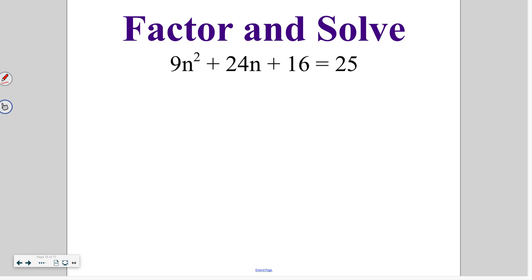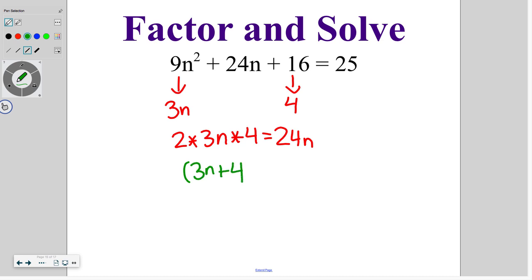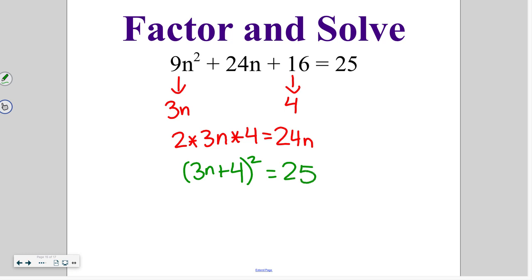So what we can do with these perfect square trinomials, again, we want to check out, can I take the square root of the first term? Yes. So I get 3n. Can I take the square root of the back term? Yes. That's 4. The middle part, since we have a positive, I'm going to check 2 times 3n, which is 6n, times 4, which is 24n. So that means we can factor this into a perfect square, which gives me 3n plus 4 squared is equal to 25. This is where this perfect square principle comes in.